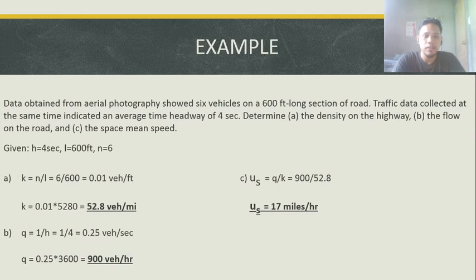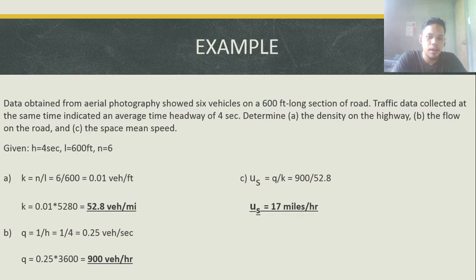And the next one is examples. Data obtained from aerial photography showed 6 vehicles on a 600 feet long section of road. Traffic data collected at the same time indicated an average time headway of 4 seconds. Determine the density of the highway, the flow on the road, and the space mean speed. So given are the headway, which is 4 seconds, the length, 600 feet, and the number of vehicles, which is 6.